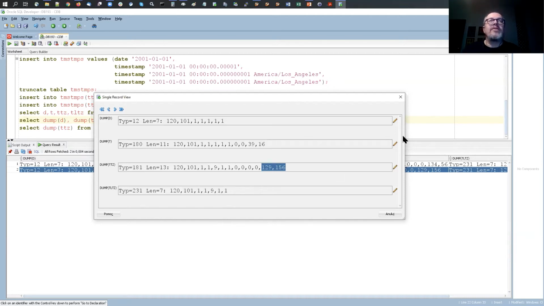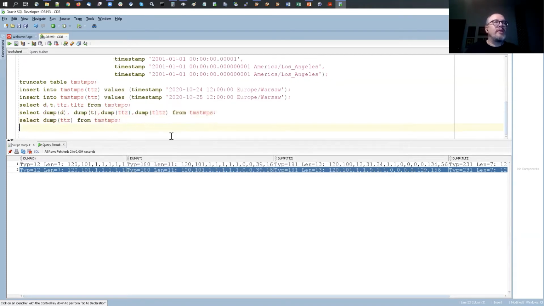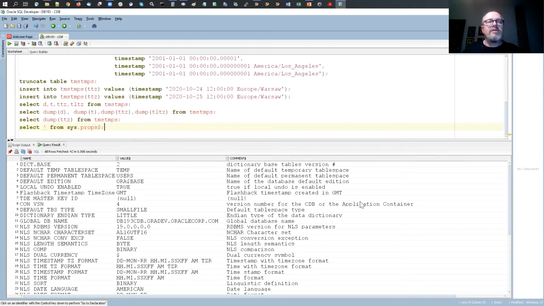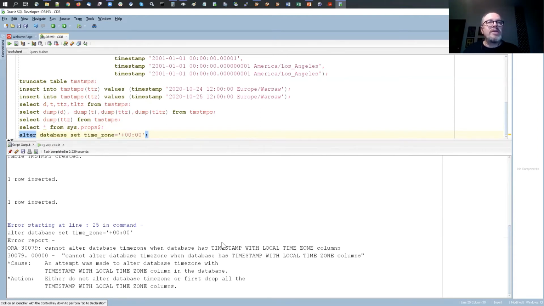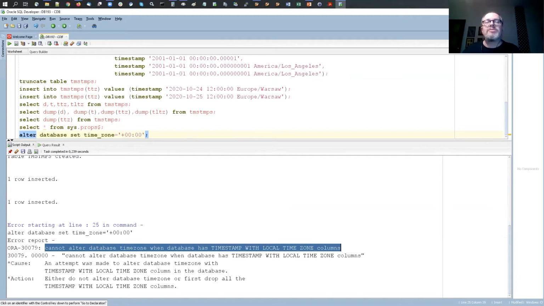It is stored in the sysprops table, right? If you look at the sysprops value, this is the table that stores various values that should remain constant through the database life, more or less, we can see here DB time zone 00, right? We could theoretically try to change this time zone, alter database set time zone equal, let's say, but we will get the error that there are already timestamp with local time zone columns in the database. So this time zone cannot be changed anymore, because we would change the interpretation of these timestamps, and we don't want to do this.